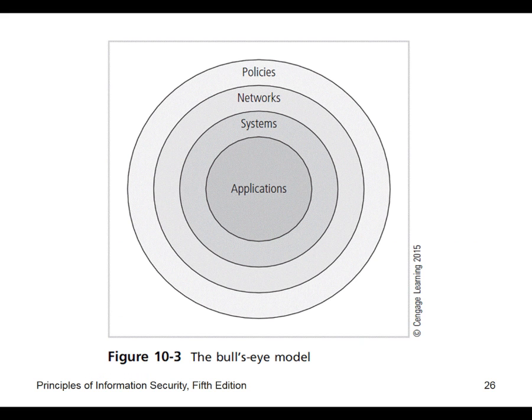So, okay, bullseye model. If we look at this picture, we have applications that run on systems, that run on networks, that run on policies. You really can't have one without the other. A lot of places function without policies, and it's bad. I would say a lot of projects start that way. Then they realize later on they need policies. So it's the thing that changes a lot.